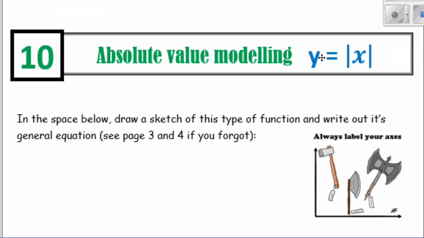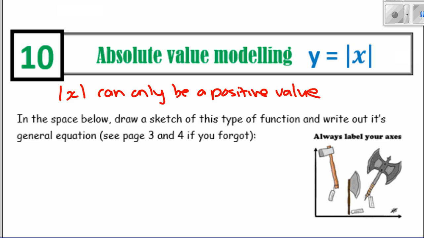So the absolute value of x can only be a positive value. That might be a good little note to refer back to in a few months' time, in case you forget how to do this. So in the space below, draw a sketch of this type of function and write out its general equation. See page 3 and 4 if you forgot.